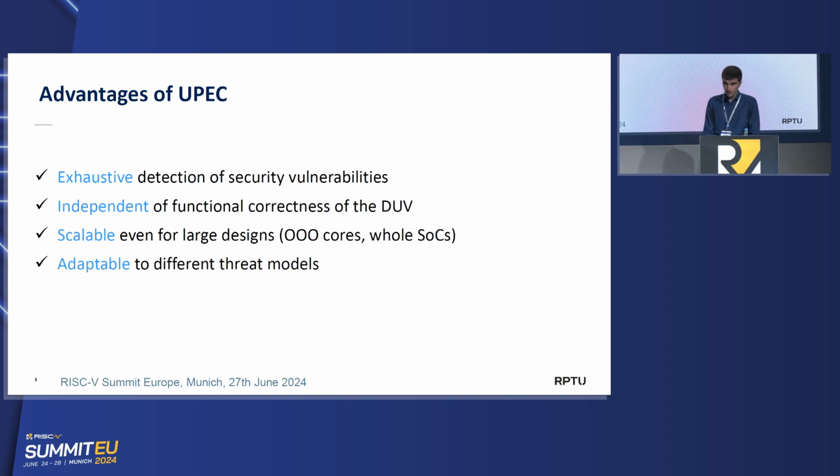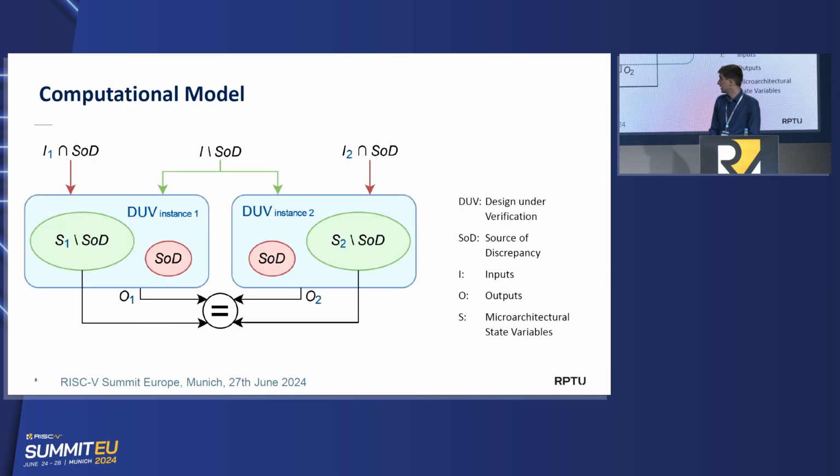So let's dive into the technical details. We aim to only use one property that is pretty general. We don't want to have many properties that need to know about every tiny detail of our design. So we want to prove that our system executes uniquely. That means we need something to compare it against. That means we take our design under verification here in blue and we duplicate it so that we have a miter model, also sometimes called a two-safety model.